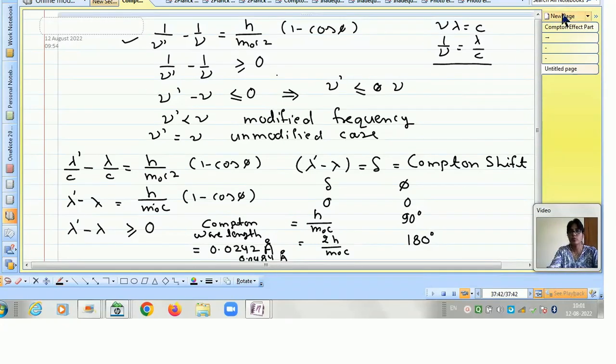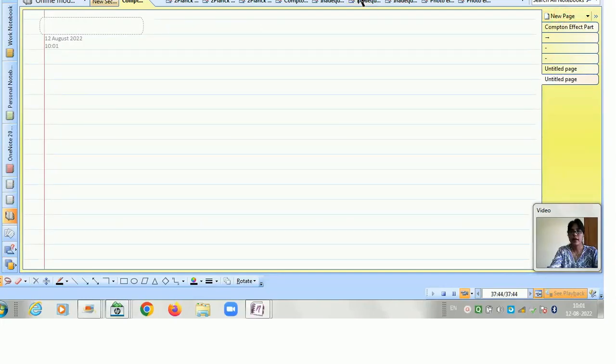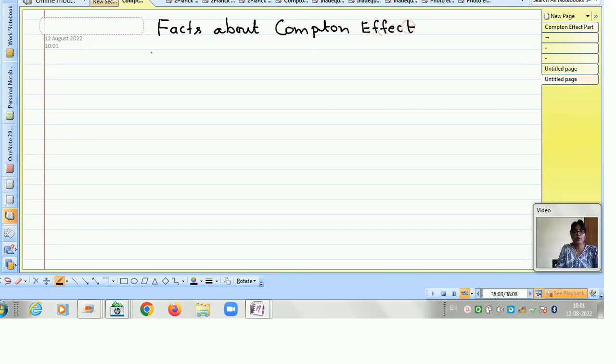Now let us go to the next page and discuss some facts about the Compton effect. Put the heading: facts about Compton effect.